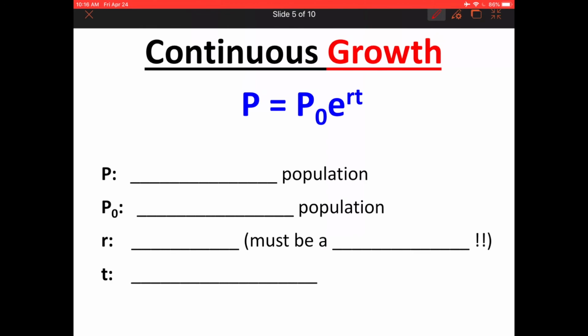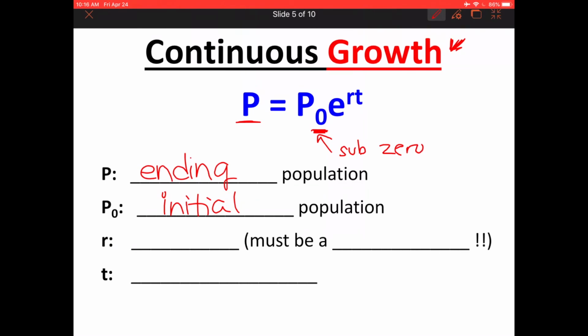Alrighty, here is our next formula. And again, we've seen this before, but just a review. The continuous growth formula, so notice we are growing here. P is the ending population. P sub 0 is the initial population, okay? Remember, we call this P sub 0 because we have that 0 down there. R is going to represent the rate, as always. It has to be a decimal, and t is just going to represent the time that has passed.